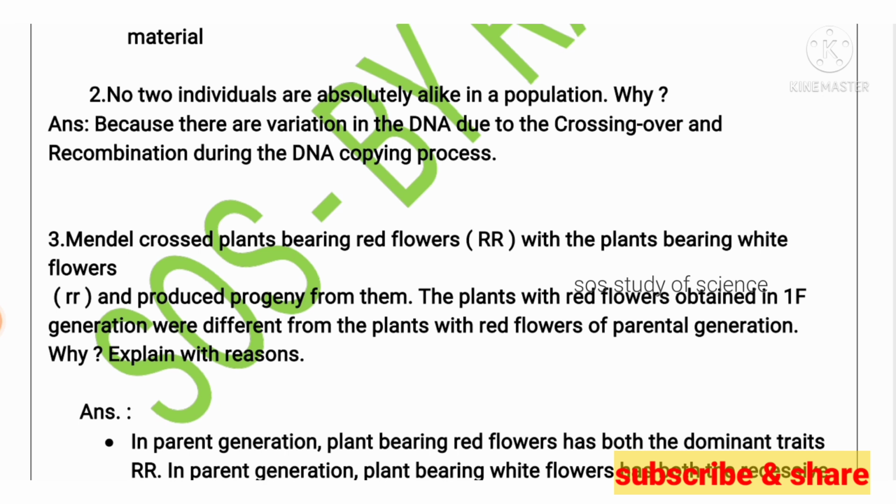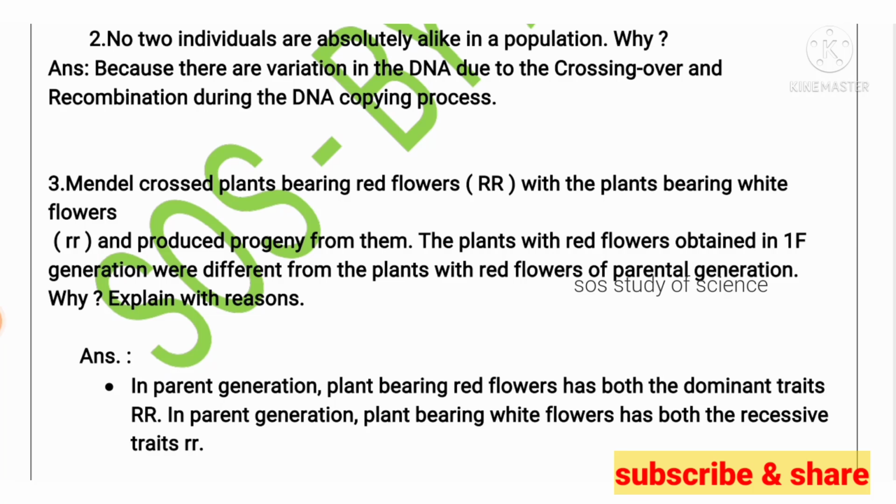So first and foremost, you have to get that idea. Here, the plants with the red flowers obtained in the F1 generation were different from the plants with the red flowers of the parental generation. Why? Explain the reason. That is the question they have asked here. See the parental generation, the plant bearing the red flowers has both the dominant traits only. You can see, if you observe the red flower, there is capital R, capital R. And the plant bearing the white flower has both recessive traits only, that is small r and small r.